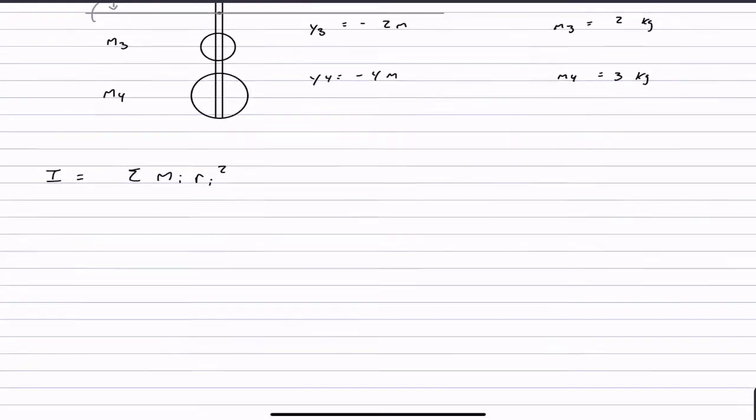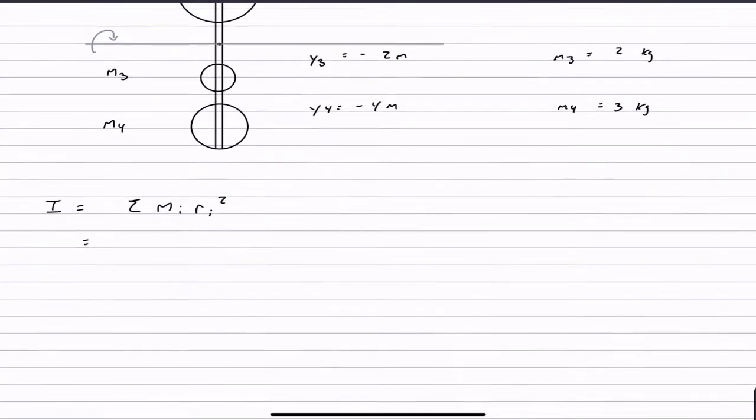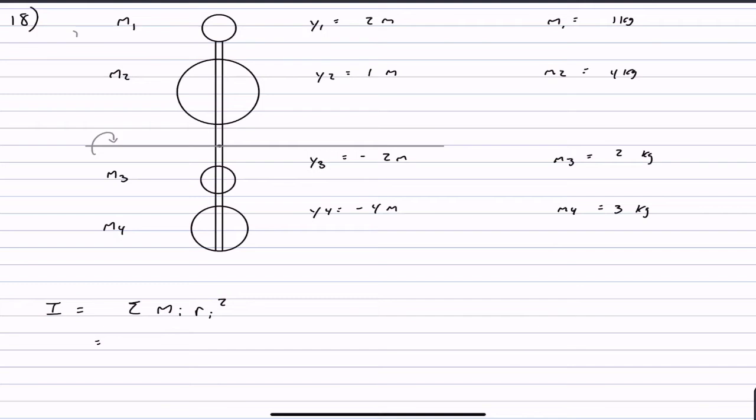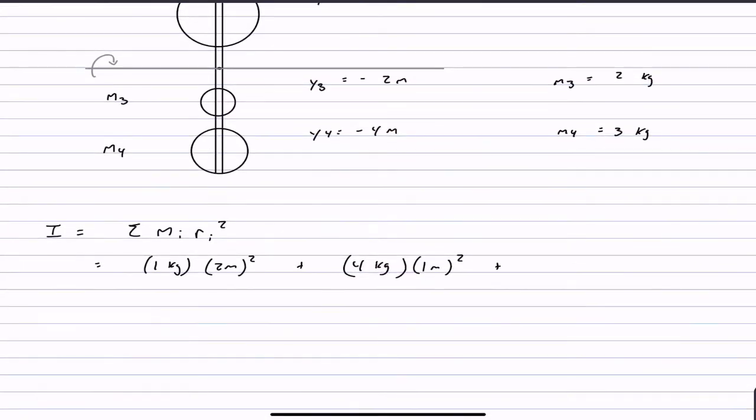Okay, so that pretty much means that we just multiply each mass by each radius squared. So we have 1 kilogram times 2 meters squared, 4 kilograms times 1 meter squared plus. So pretty much we just keep going. 2 kilograms times -2 meters squared. And then the last one is going to be plus 3 kilograms, running out of room, times 4 squared.